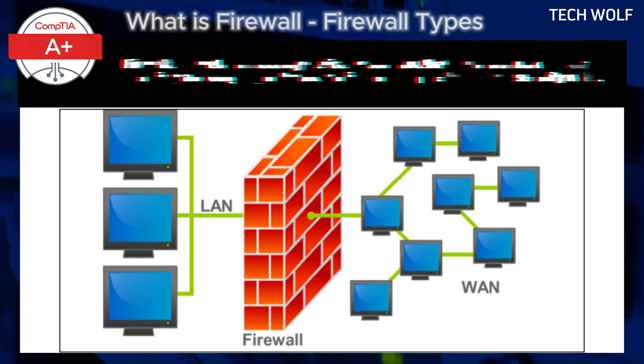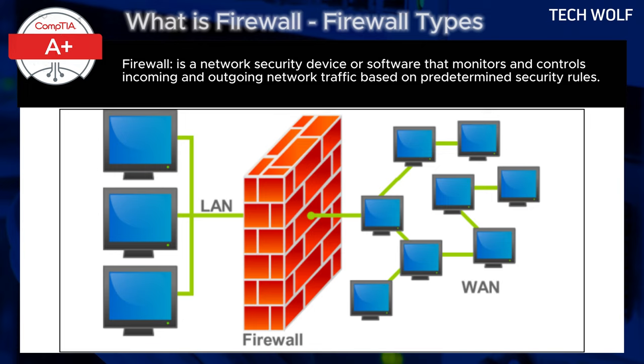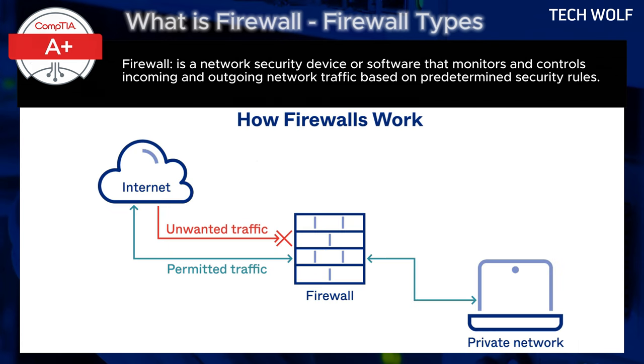What is a firewall and what types of firewall are there in networking? A firewall is a network security device or software that monitors and controls incoming and outgoing network traffic based on predetermined security rules. Its primary function is to act as a barrier between a trusted internal network, like a home or office network, and untrusted external networks like the internet, filtering out harmful traffic or preventing unauthorized access to your system.